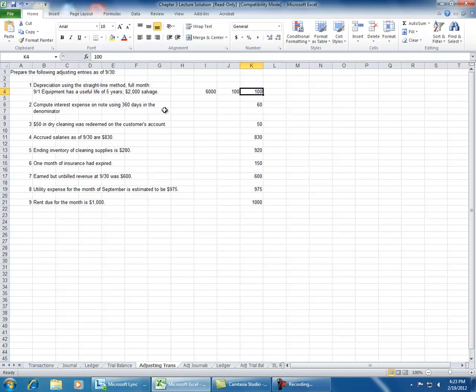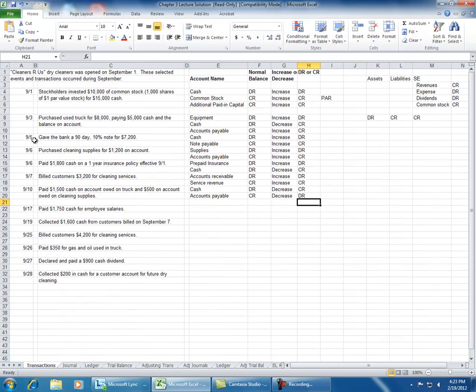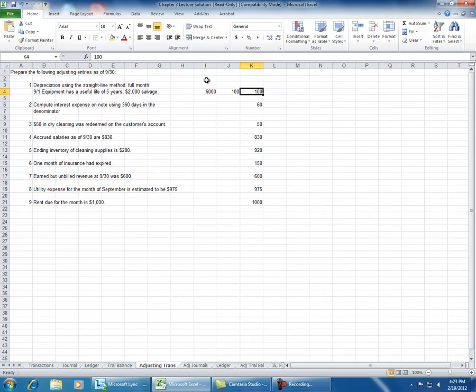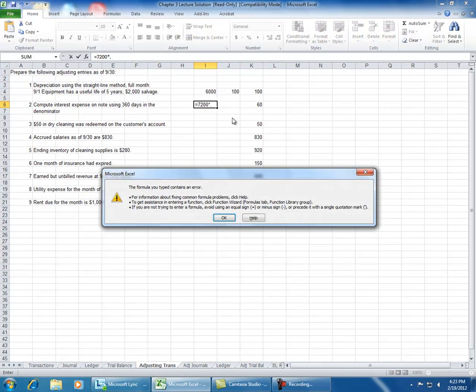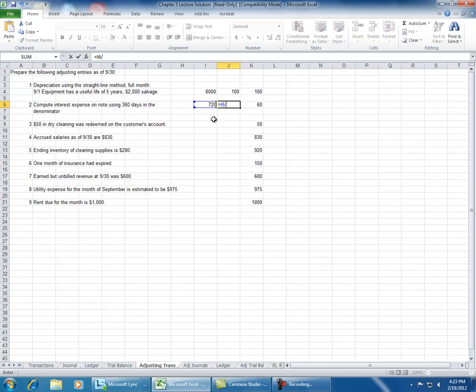We would divide that by 12 to get 1 month's worth, and that's where we get the $100 of depreciation for 1 month. We also are going to look at interest, and it says compute the interest expense on the note. If we go back to the transactions, we had a note payable on September 5th for $7,200, and it was a 10% note. The interest rate that's listed is going to be an annual rate of interest, and so we'll need to adjust it because we're only going to need 1 month's worth of interest. So in this case, we have your note times 10%. We would take that and divide that by 12 to get 1 month's worth.